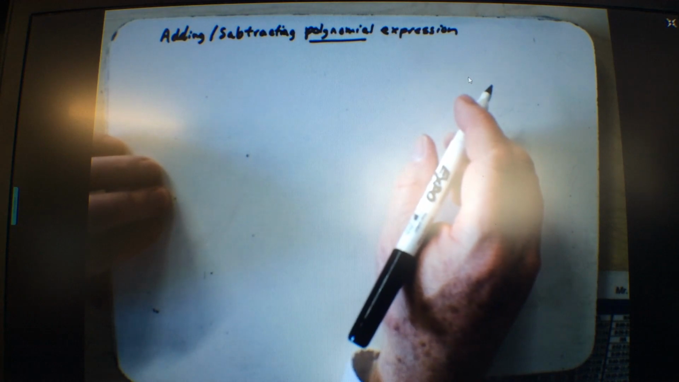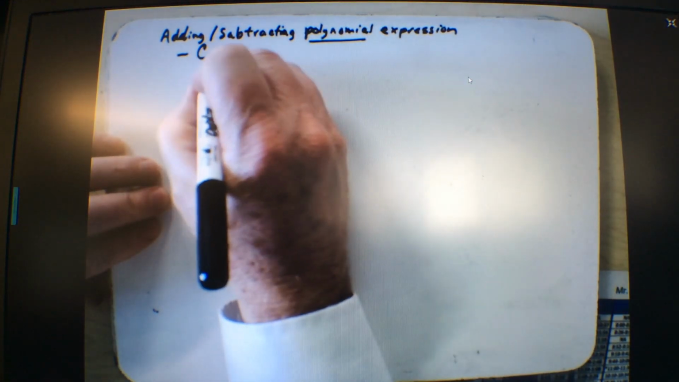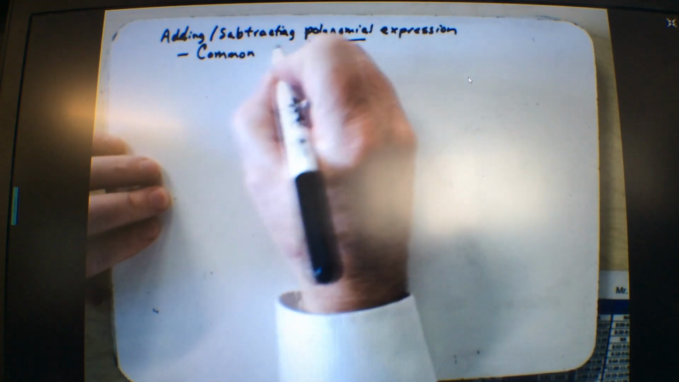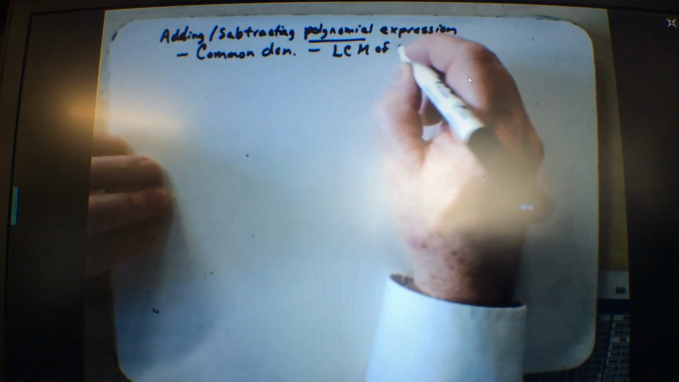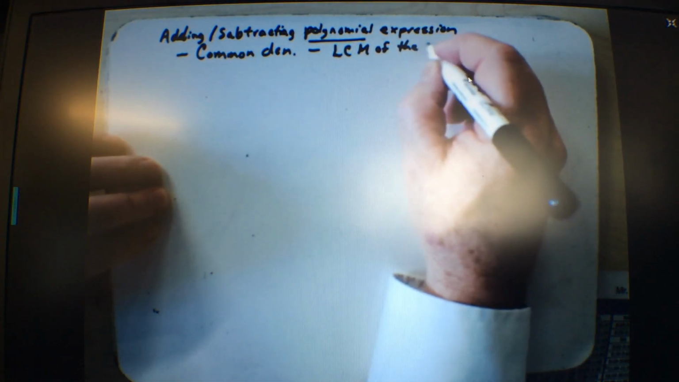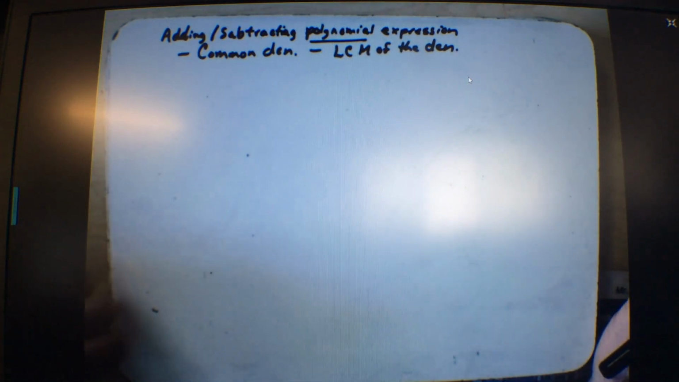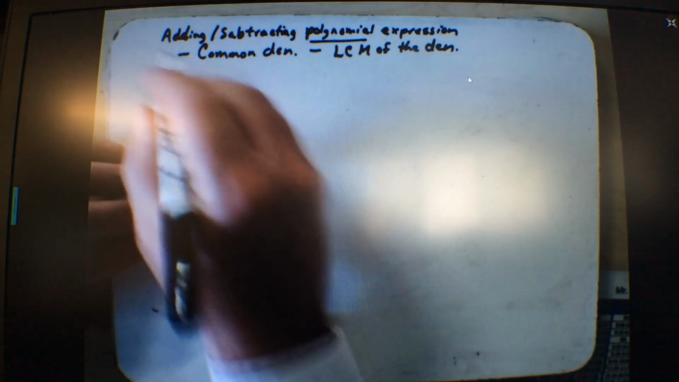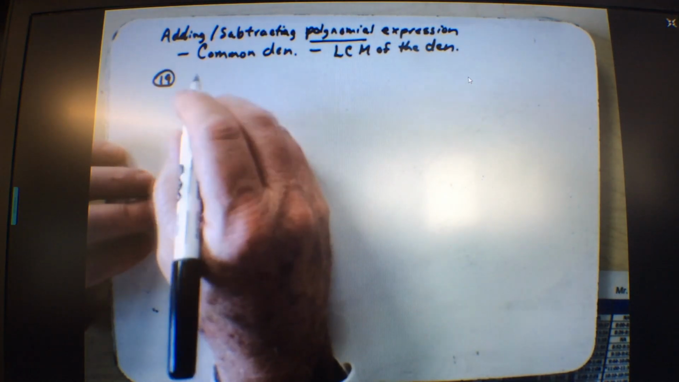We're talking about fractions. So anytime you add and subtract fractions, we need to get common denominators. That means we need to find the LCM of the denominator. Does anybody know what LCM stands for? Least common multiple.